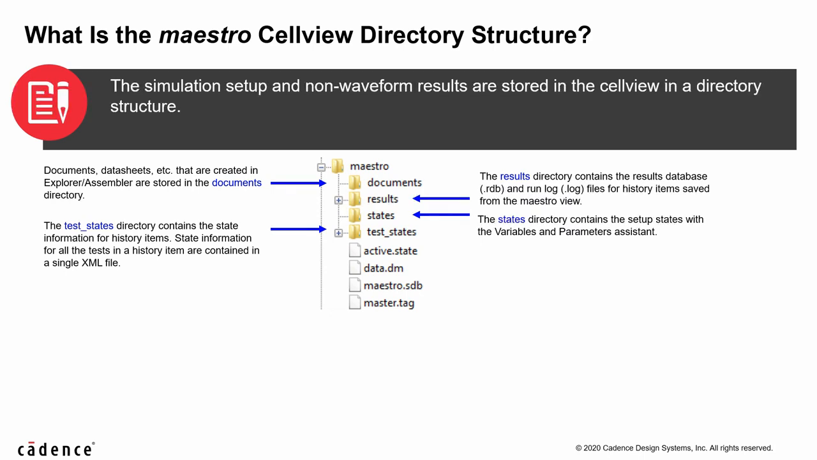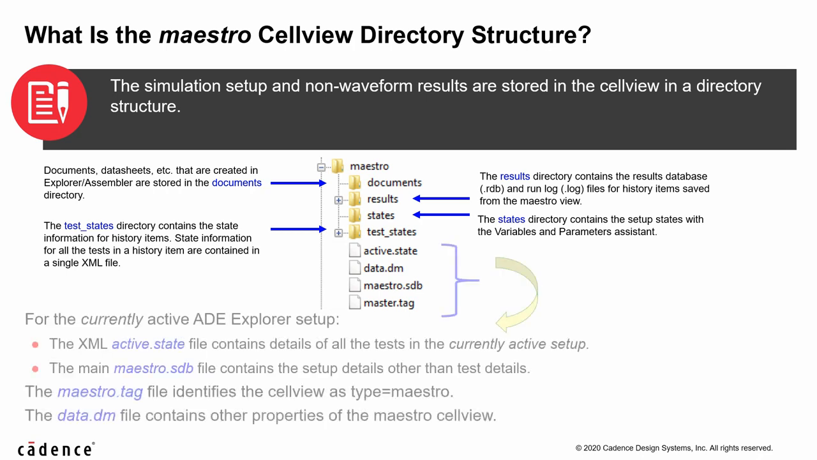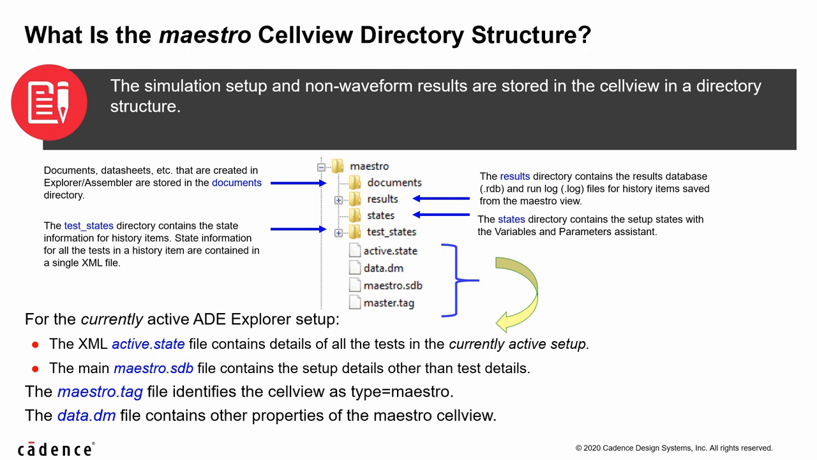Now for the currently active ADE Explorer setup, you have 4 more files here. The XML active.state file contains details of all the tests in the currently active setup. The main maestro.sdb file contains the setup details other than the test specific details. The maestro.tag file identifies the cell views as type maestro, and the data.dm file contains other properties of the Maestro cell view.